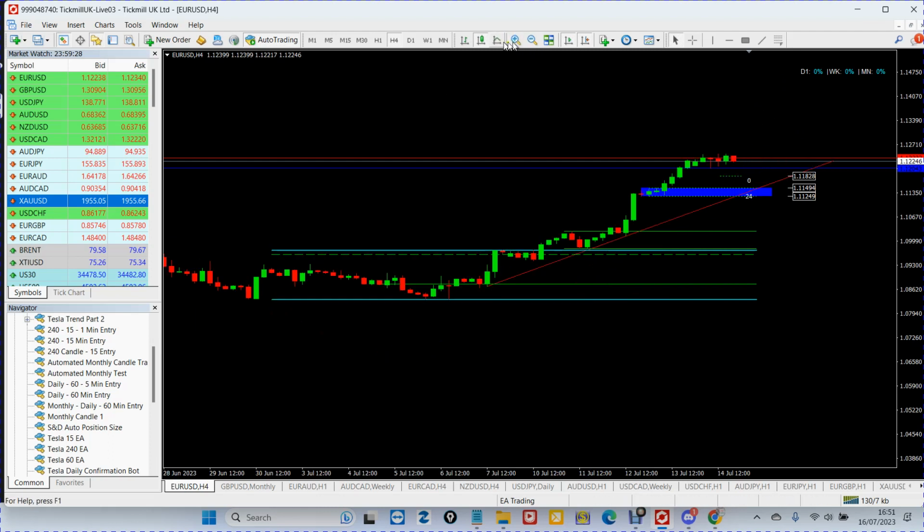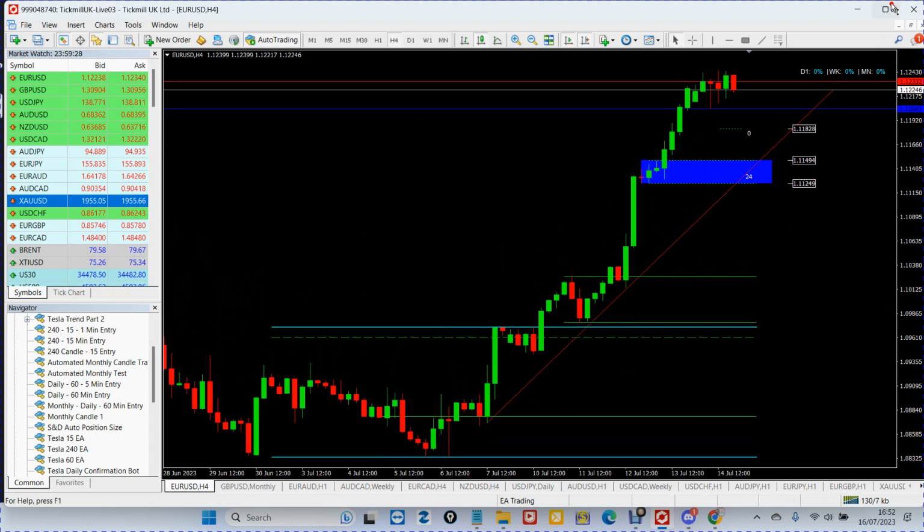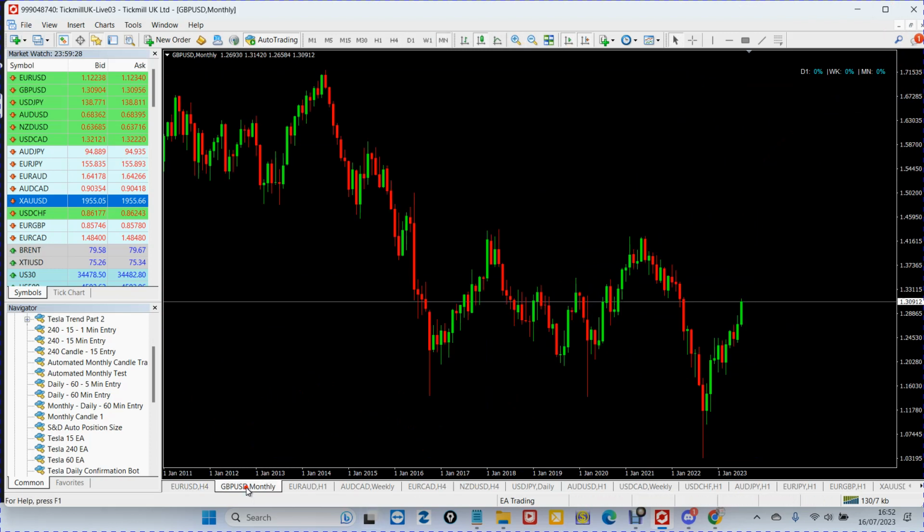So that is the euro. I can't really do too much on that. Ideally, I'd love it to come all the way back down to one of these levels. Then I'm getting excited because I know I've got a pullback and a move up. I love these moves. Let's move on to the pound dollar. That was a very detailed explanation.